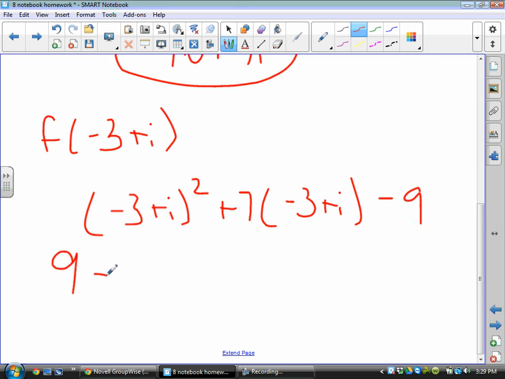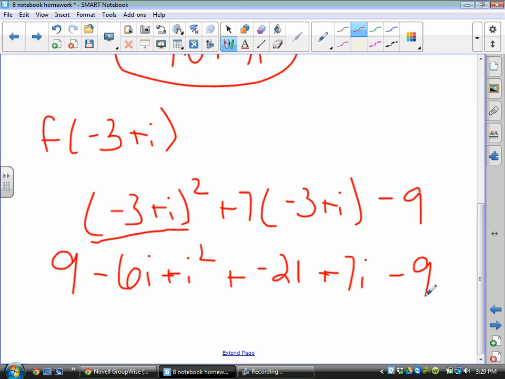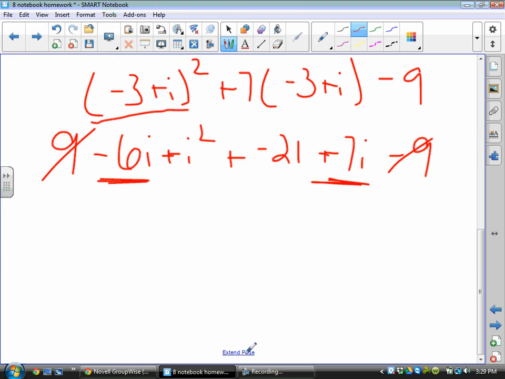So I'm going to have actually -6i when I have the middle terms plus i squared. Okay, so that's just this first thing right here. Then I'm going to distribute my 7, so I have -21 plus 7i minus 9. So I'm going to combine my terms here. So -9, +9 are gone. I have a +7i and a -6i, which leaves me 1i. I have an i squared, and I really have -21.